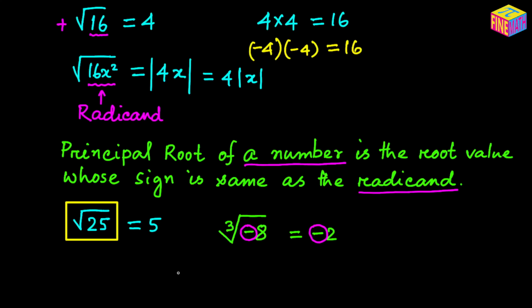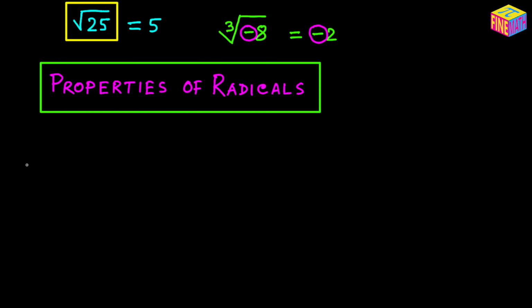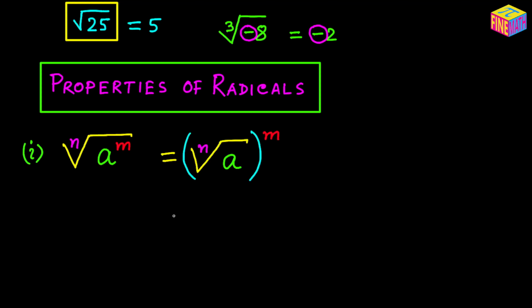Next, we are going to discuss the properties of radicals. So let's talk about the first property, and the first property goes like this. The first property says that nth root of a to the power m can be written as nth root of a, whole to the power m. Now, how can we prove it? Well, let's try to rewrite this first expression here. So this is nth root of a to the power m.